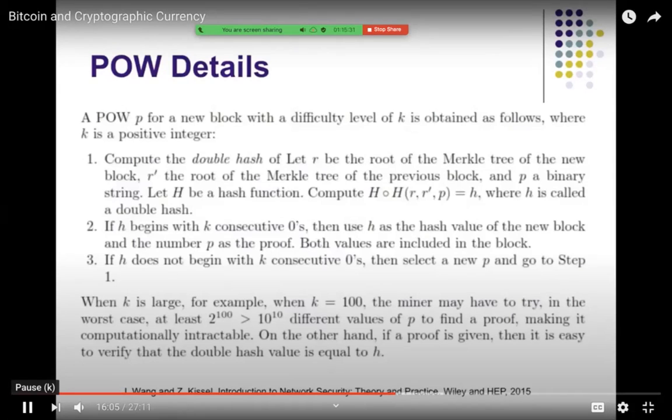So now let's look at the proof of work details. A POW for the new block. So you got a new block, you have to come up with a proof of work in order to put this new block into the blockchain. And this proof of work is not easy to get. A POW for the new block with a difficulty level of K is obtained as follows, where K is a positive integer.